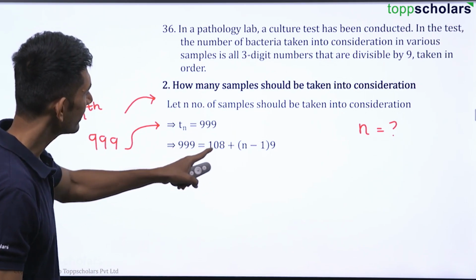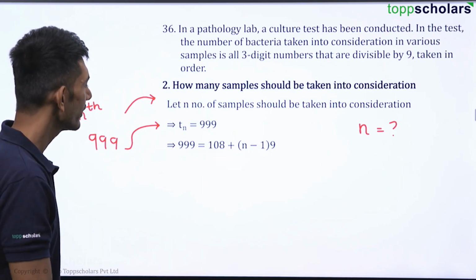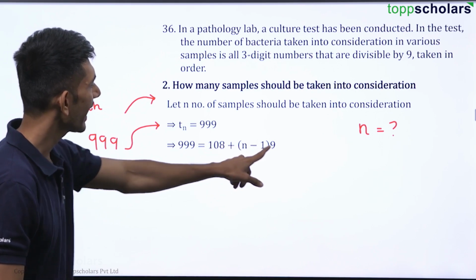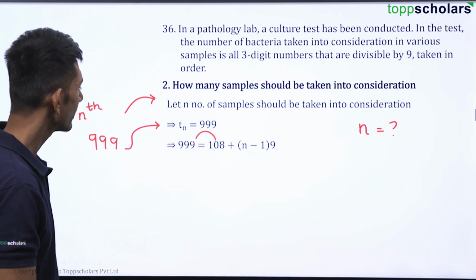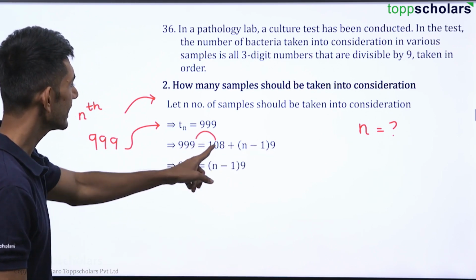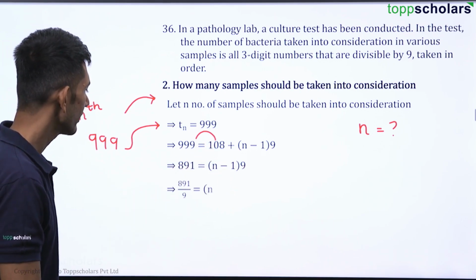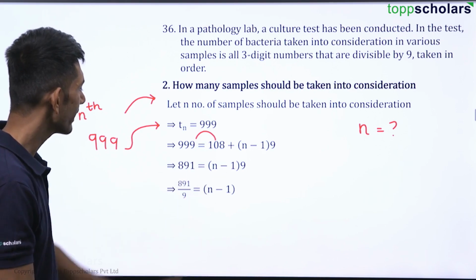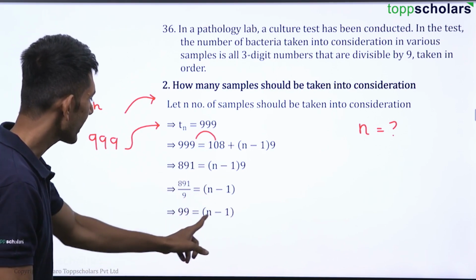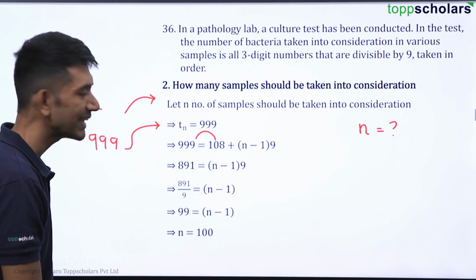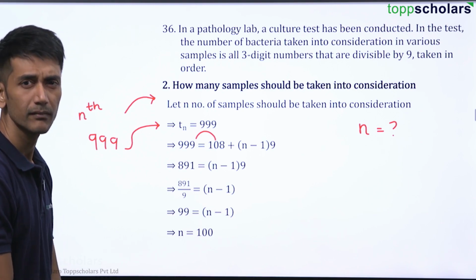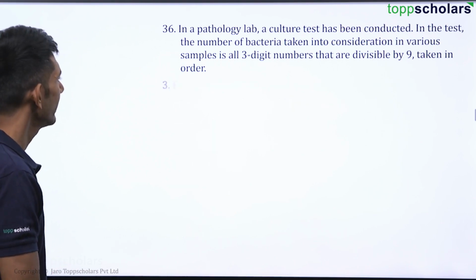So 999 is equal to 108 plus n minus 1 into 9. So Tn is 999, and A and D we have put. You can shift the terms and solve now. 999 minus 108 is 891. N minus 1 into 9. Divide by 9. So 891 divided by 9 is n minus 1. So 99 is n minus 1. So n will be equal to 99 plus 1, that is 100. Correct? Easy. Let's continue further.